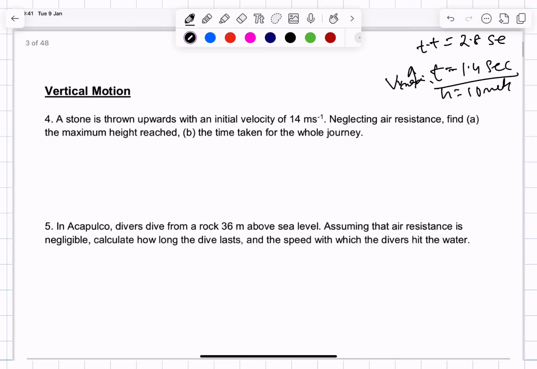Okay, max height 10 meter and total time is 2 seconds. Makes sense. Perfect. Noor Fatima, did you come to a conclusion? I have just found the time, which is 1.4 second. But for the whole journey, we need to multiply it by 2. Exactly, so it would be 2.8 seconds. No, you're right. The total time will be 2.8, and the time to reach the maximum height is 1.4. Yes, exactly. And did you find the height as well, Noor Fatima?